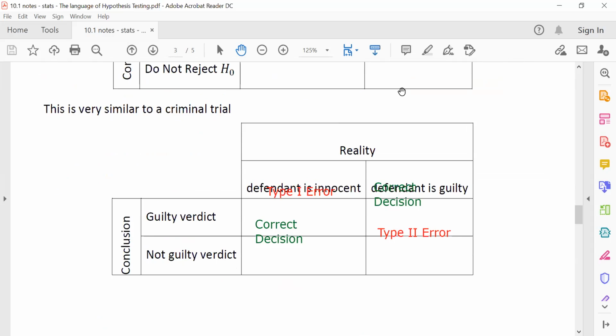This is similar to a criminal trial. This is a great example. In a criminal trial, you have a defendant, someone who is being charged with a crime, and now we're going to trial to determine whether or not the person's guilty or innocent, and whether or not we're going to put them in jail, what their sentence will be, community service, whatever. There's 2 states of reality.